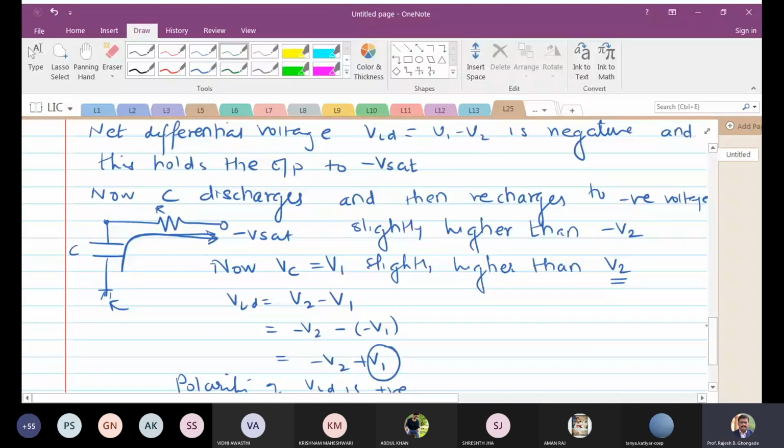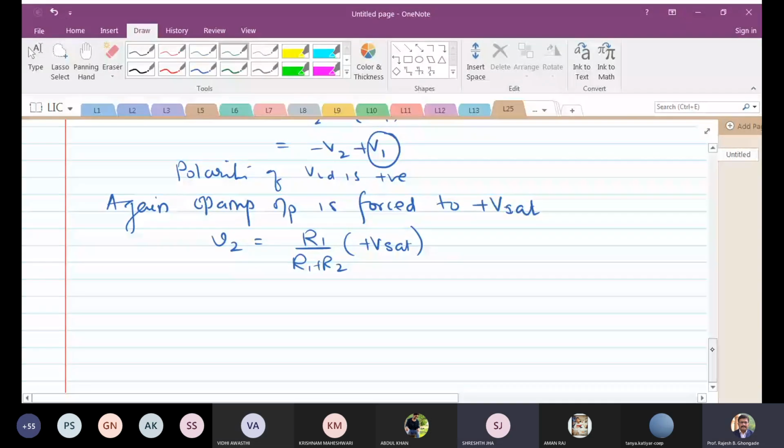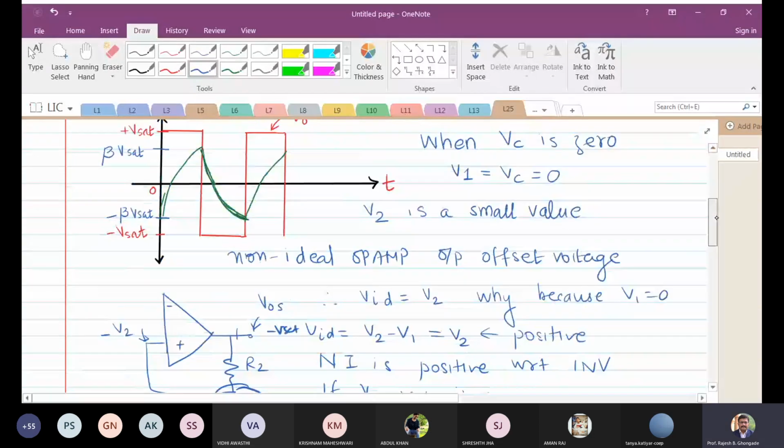Let me ask you a question here. This capacitor discharges to 0 and then starts charging towards minus Vsat, but it never goes to minus Vsat. Why? Because by the time, while doing that, the polarity of VID changes and that forces the output to again go back to plus Vsat. Are you able to understand this? Yes, sir. So this is a very interesting thing which is happening. So this is how the oscillations will be sustained, and the output will be a square waveform. Have you understood this concept?